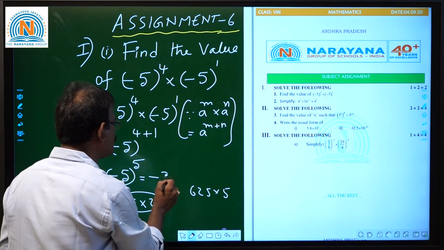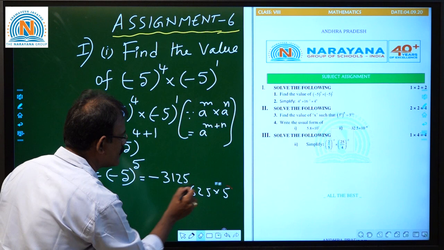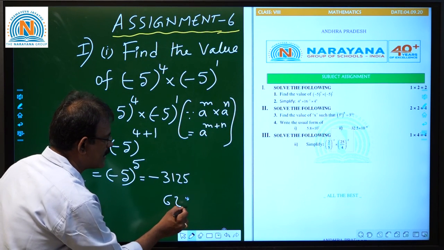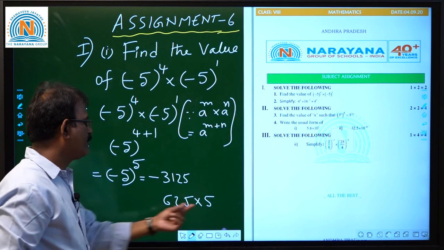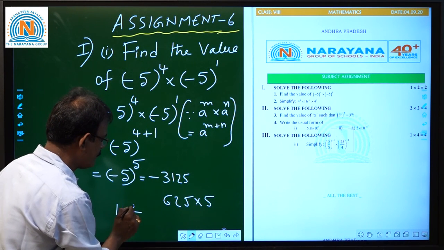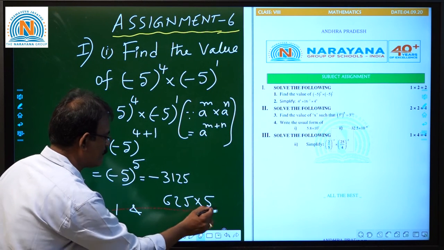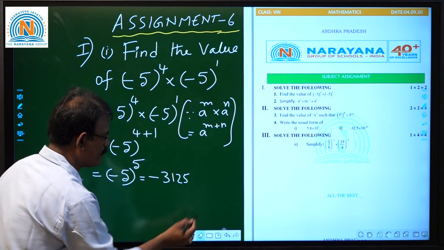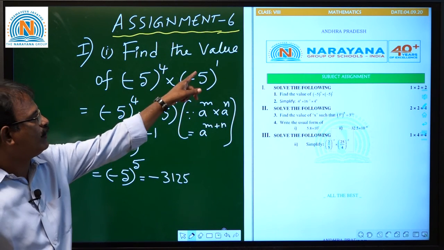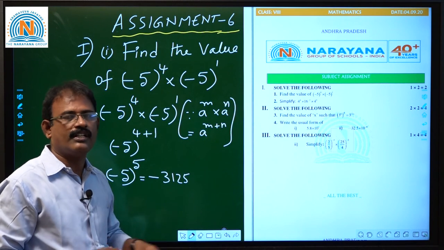So this is 3125. Let us check it once. 5 5s are 25, 2, 5 2s are 10 plus 2 is 12, 1 and 5 6s are 30 plus 1, 31. So what is the value of (-5)^4 into (-5)^1, children? This is minus 3125, children.